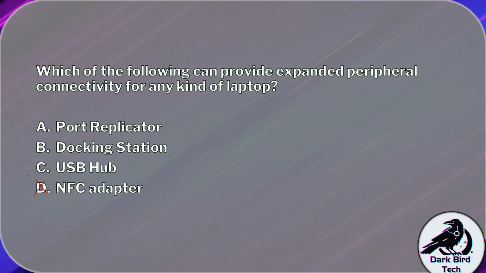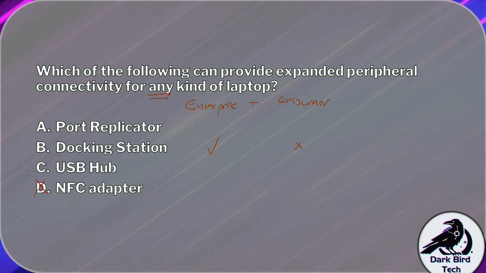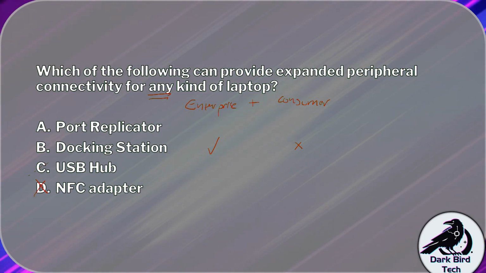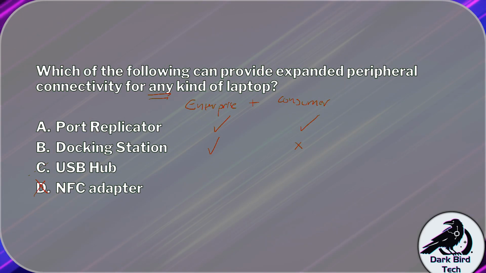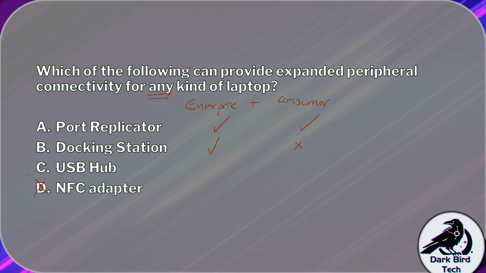Docking stations and port replicators are going to be a better option for providing peripheral connectivity. But the question specified any kind of laptop. Now, when they say any kind of laptop, they're talking enterprise laptops and consumer laptops. A docking station will work for the enterprise laptops, but not for the consumer laptops, because consumer laptops don't have that special connector on the underside of the laptop. Whereas a port replicator will work for enterprise and consumer. The problem that a port replicator has is that it is unable to charge the laptop usually, and it connects via USB, but it would work with any kind of laptop.